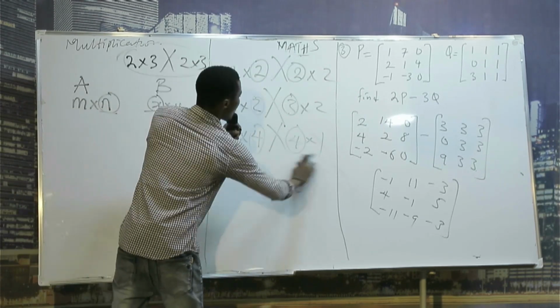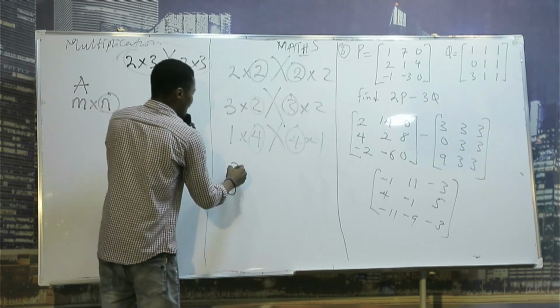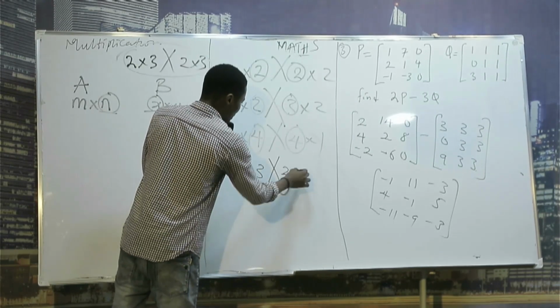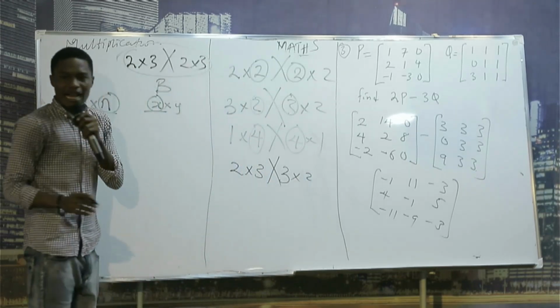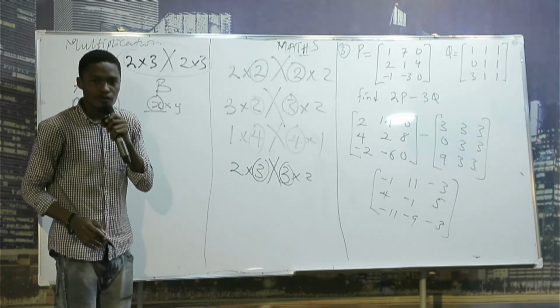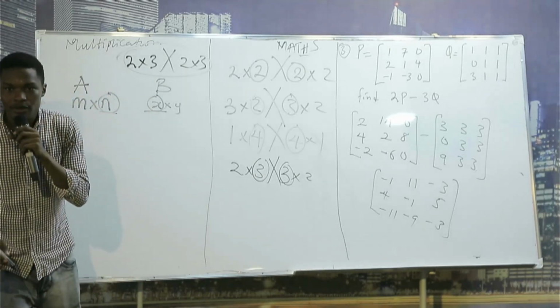Now, so these ones can be multiplied. What if I say a 2 by 3? Can I multiply it with a 3 by 2? I can multiply because this and this are equal. Are you with me now?